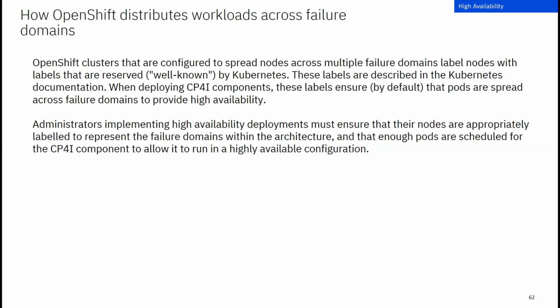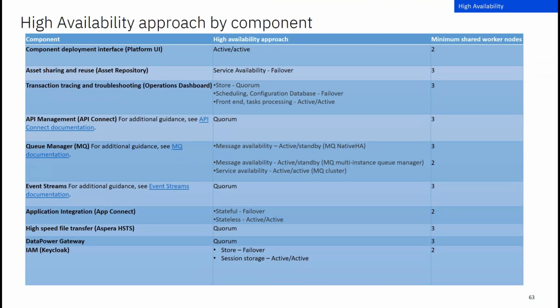OpenShift uses Kubernetes labels to distribute workloads across failure domains, ensuring high availability for CP4I components. Administrators verify node labeling for proper scheduling. Each CP4I component uses a tailored HA approach: active, failover, quorum, or service availability. Minimum worker nodes are specified for each capability.